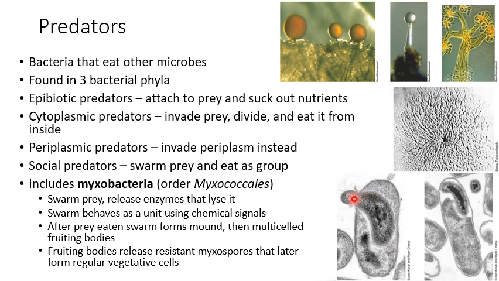So here you have an example of a cytoplasmic predator entering a prey cell. This is an example of a paraplasmic predator entering a prey cell. This is a colony of Myxobacteria. It has this strange appearance because of all the bacteria swarming together. They end up forming these ripples on the agar. And then here you have the fruiting bodies that are formed by the mound they make after they have eaten their prey.